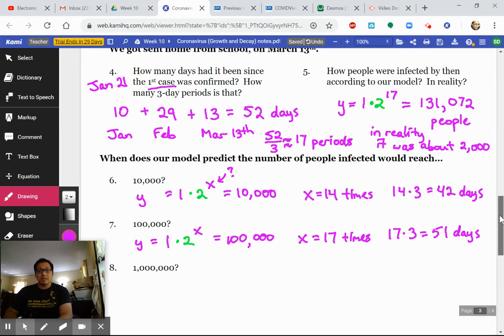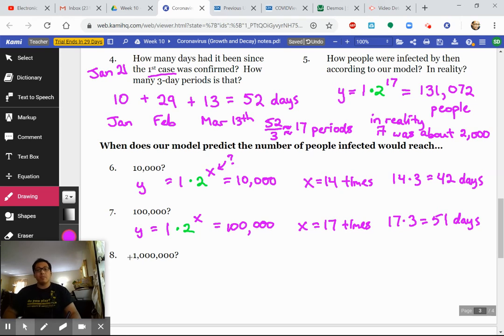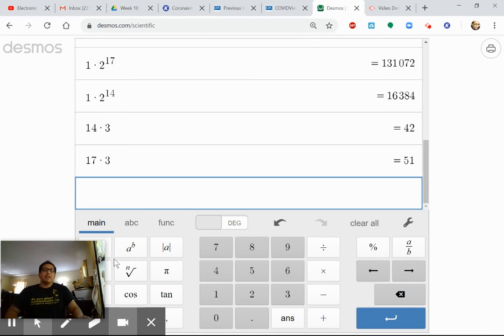And then lastly, how many times would it have to double to reach 1,000,000 people? When is this going to equal, starting with one person, 1,000,000? What would x have to be? Well, we could plug it in. We could try some things. Take a guess. What do you think it would have to be? Times 2 to what power? How many times would you have to double to get to 1,000,000?